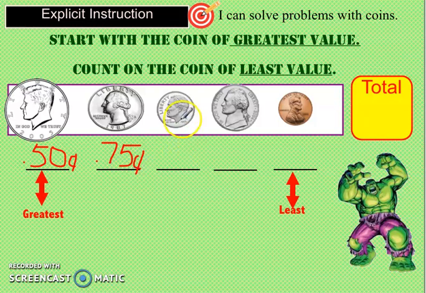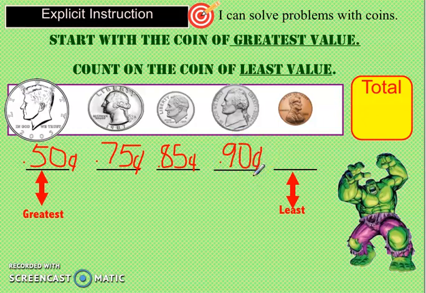Now I'm going to add my dime here. I know a dime is worth 10 cents, so I am going to add 10 cents plus 75 cents, which would be 85 cents. My decimal right here. And then I'm going to add 85 cents plus this nickel right here. A nickel is worth 5 cents. So 85 plus 5 would be 90 cents.